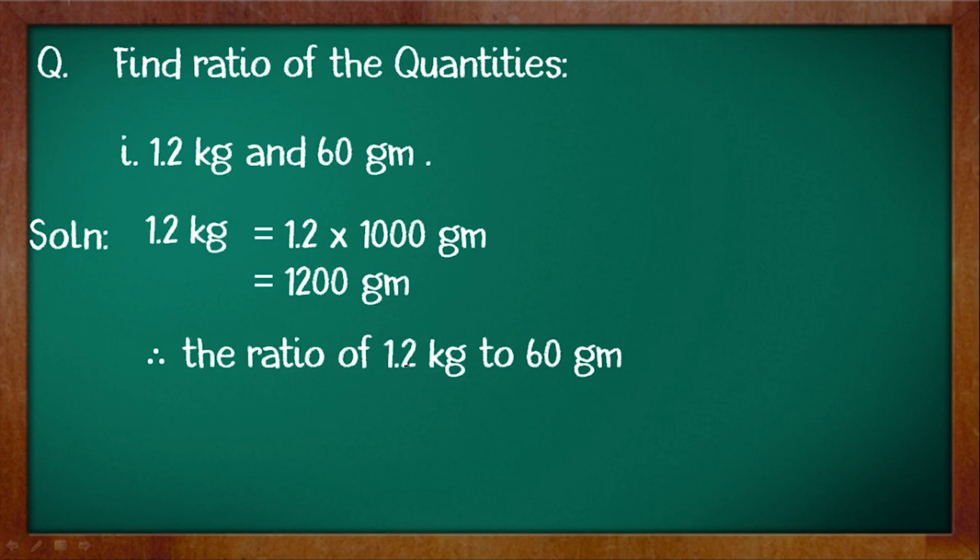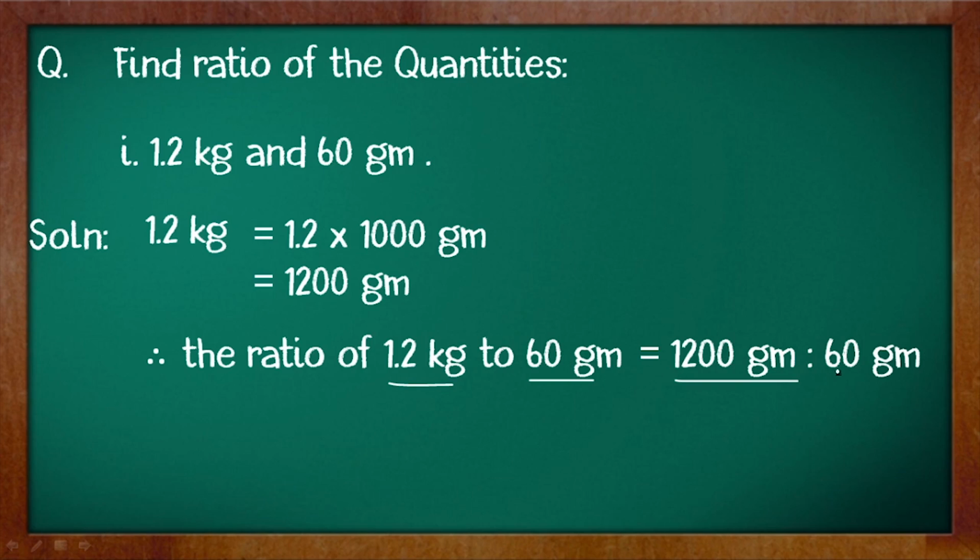Now the ratio of 1.2 kg to 60 grams is equal to, what is 1.2 kg? It is 1200 grams. So 1200 grams is to 60 grams. We cancel the zero, 6 1 is 6, 6 2 is 12, and 6 0 is 0. So what is the final answer that we get? It is 20:1. So the ratio of 1.2 kg to 60 grams is 20:1. This is how we find the ratio.